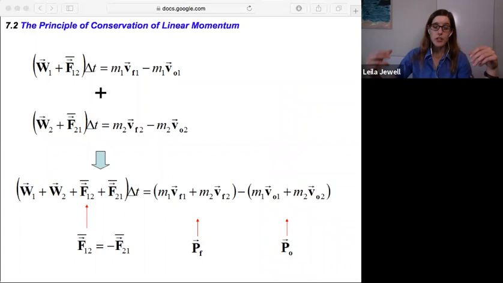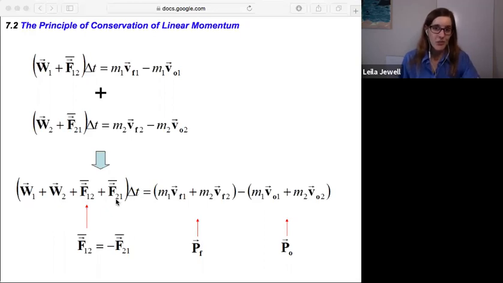Great, what we're going to do is add these two equations together. Why? Well, for one, it produces some really cool algebra, but for two, it will help us actually in solving this. So if we add them together, on the left side, everything's multiplied by time, so we can keep that outside. And in parentheses, we'll have the weight of 1 plus the weight of 2, plus the force 1 feels from 2 plus the force that 2 feels from 1.